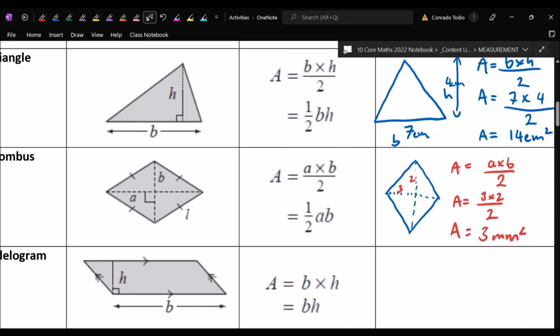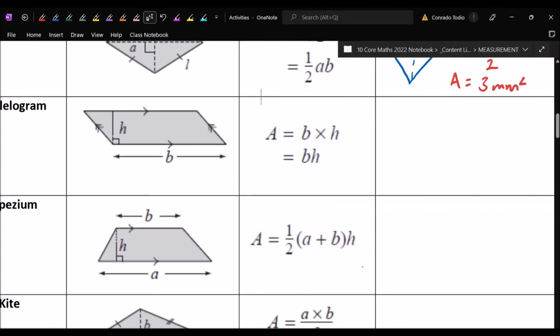A rhombus, sorry, looks like a diamond. So it's got an A and a B length. Just understand that, and then that's the formula for it. For a parallelogram, you've got a base and you've got the height. Notice how with a parallelogram, it's on a slant. All the lines are parallel, that's why it's called a parallelogram, and it's on a slant.